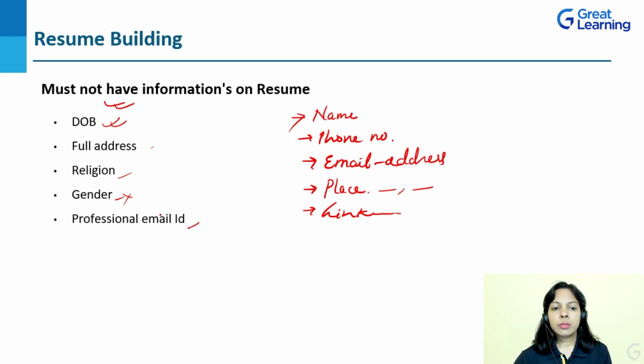You should not include the professional email ID. I mean that if you are working somewhere and you have an official email ID, don't write the official email ID in your resume. Always write the personal email ID which you use for your personal work. Don't write the official email ID of your previous company. Okay, so these are the must-not informations which you should keep in mind.